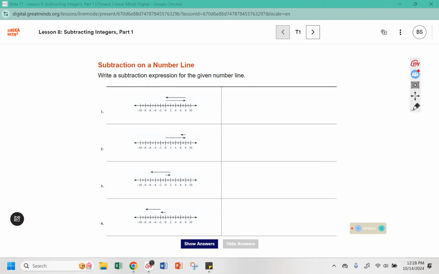In this problem, it wants you to write a subtraction expression for the given number line. So to begin with, we have -2, and we continue to go backwards 6 more, so that's -6. You are writing a subtraction expression. Make sure it's a subtraction and not an addition expression.